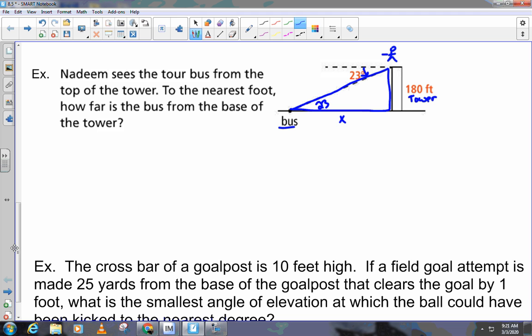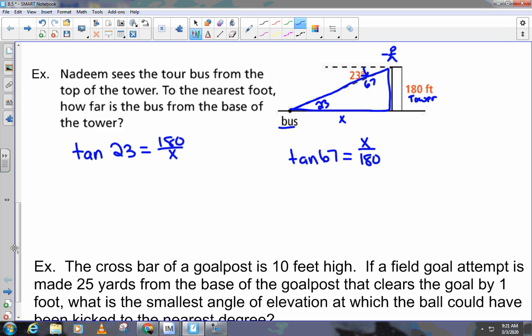Tangent, right? So I'm going to take tangent of what? Tangent 23 equals 180 over x. Now, I did say that you could make this 67. You could use that angle and do the tangent of 67 equals x over 180. You could use either one of those. It doesn't matter. Okay? All right.